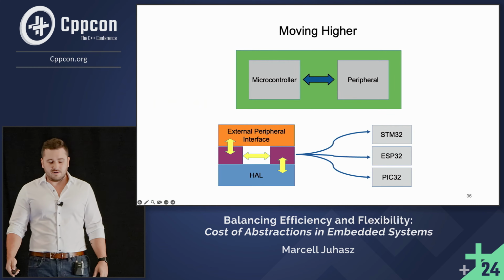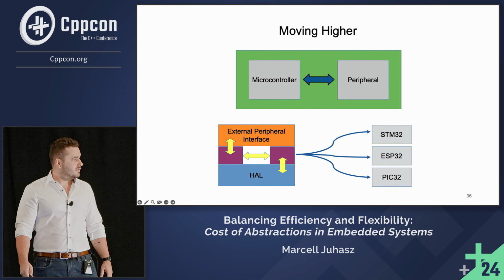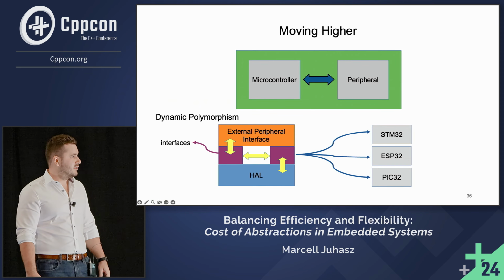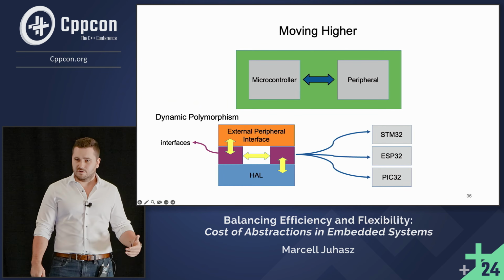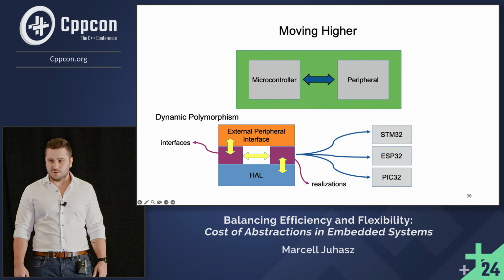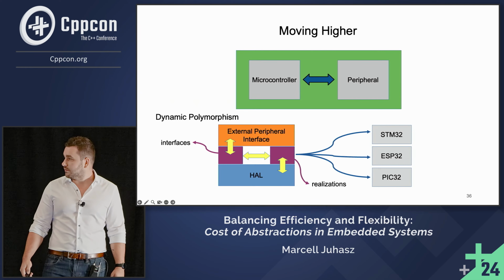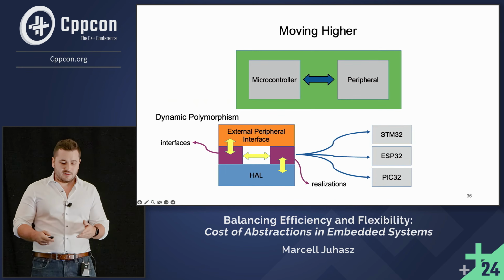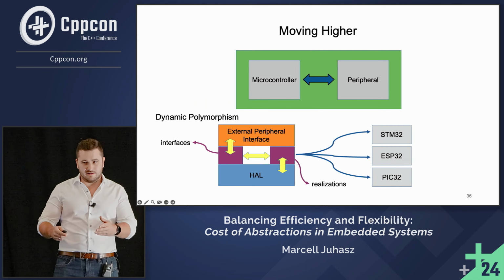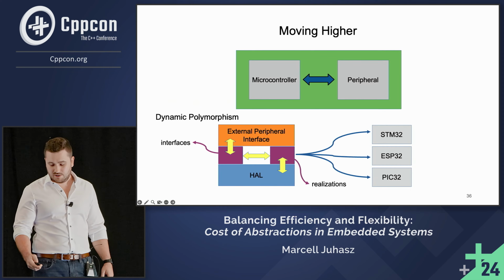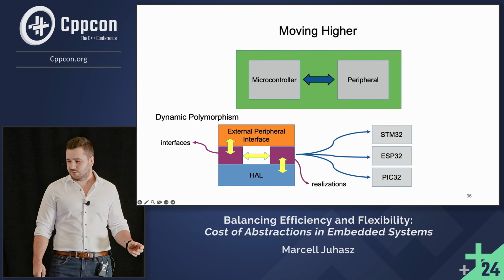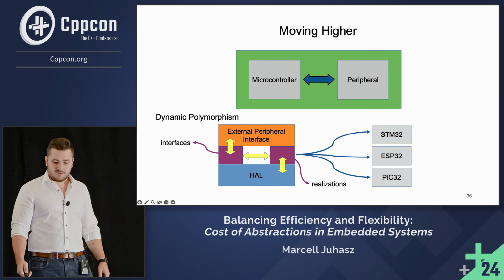And the first thing that probably pops into your mind when looking at this diagram is dynamic polymorphism. In dynamic polymorphism, we have interfaces. These are abstract classes with virtual functions. And if you want to port this code, then all you have to do is implement realizations for these interfaces. Through these realizations, the external peripheral interface implementation can interact with the underlying hardware. So I think that this is the level where polymorphism starts to make sense, and this is also where I analyzed its effects.